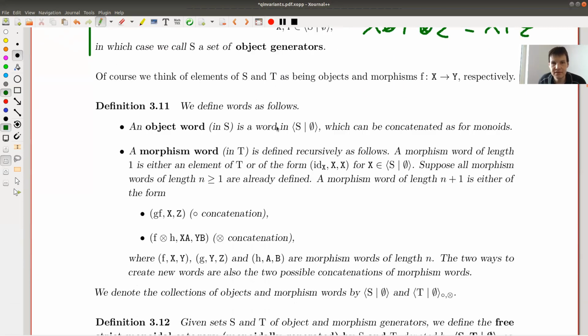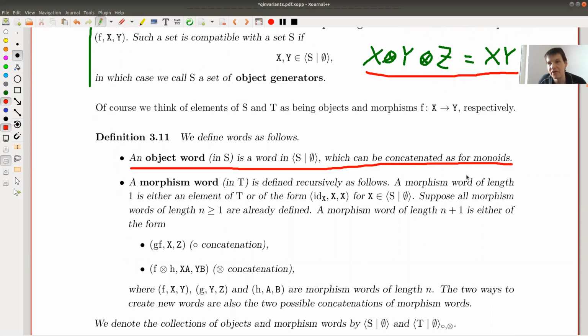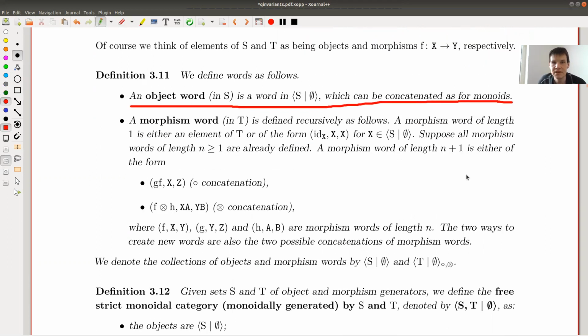And that's exactly what I call an object word. This is an object word, and it's just what it is. It's the same as for monoids. It's concatenation as for monoids. The empty thing is the monoid unit, and so on. A morphism word is defined exactly in the same way, but now you have two ways of decomposing things.